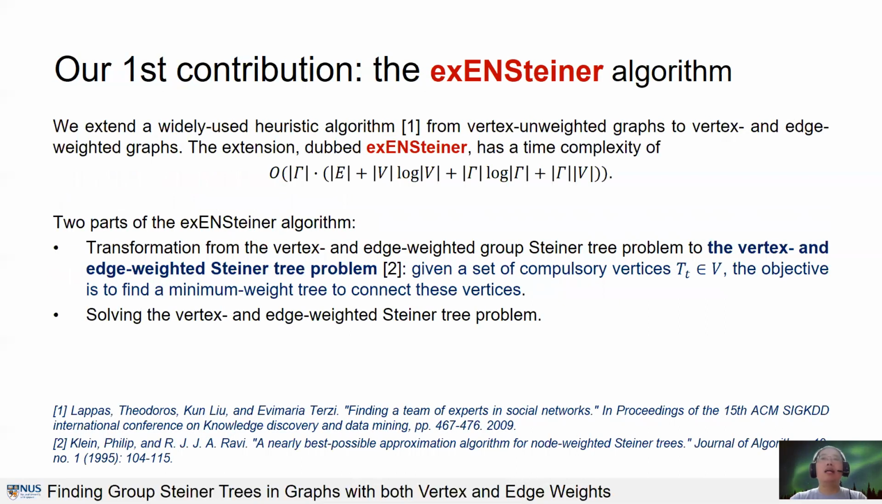Initially, we extend a widely used heuristic algorithm from vertex unweighted graphs to vertex and edge weighted graphs. The extension, dubbed XEN-Steiner, has a reasonably small time complexity. There are two parts in this algorithm. First, we transform the vertex and edge weighted group Steiner tree problem to a vertex and edge weighted Steiner tree problem. After this transformation, we solve the vertex and edge weighted Steiner tree problem.